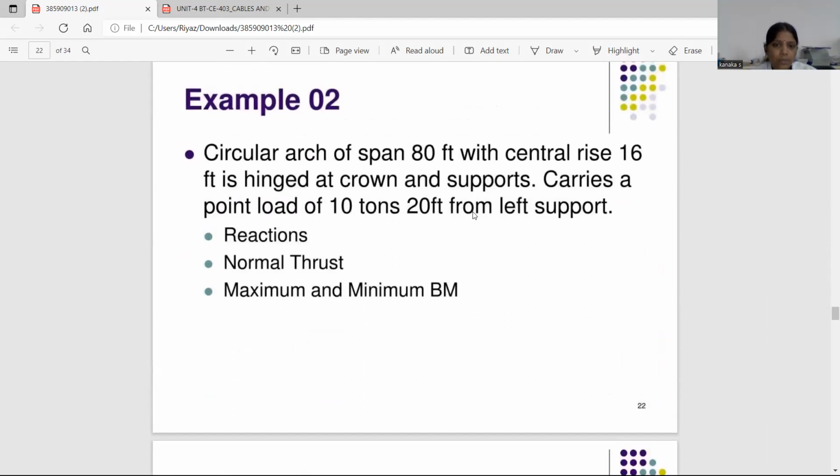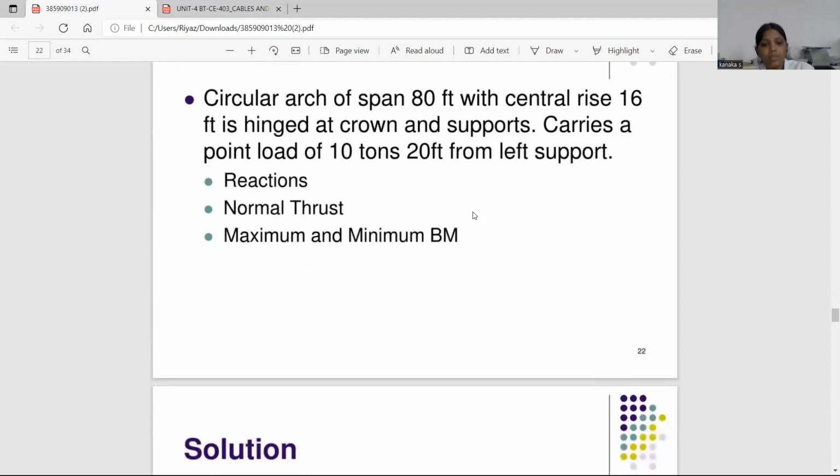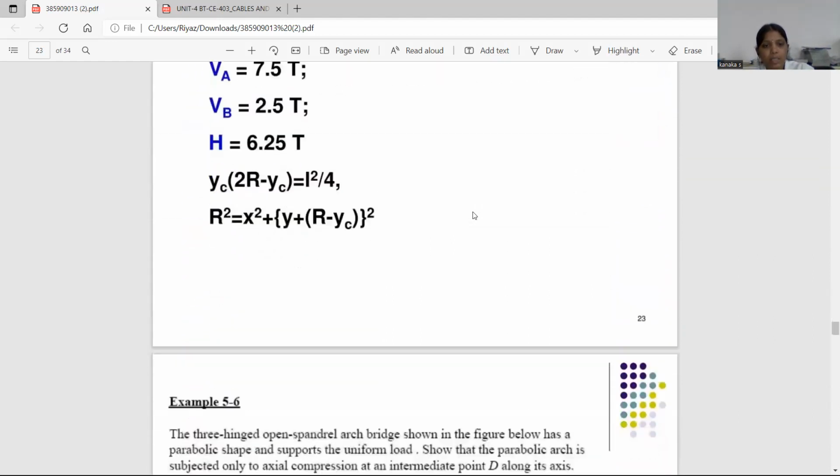So next one is an example sum on circular arches. The circular arch of span 80 feet with a central rise of 16 feet is hinged at the ground and carries a point load of 10 tons 20 feet from the left support. So find out the values of reaction, normal thrust, and the maximum and minimum bending moment. So this is the circular arch.